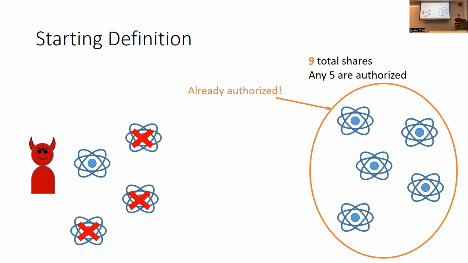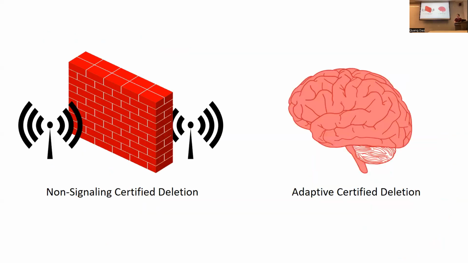So to deal with this, we actually come up with 2 different definitions. There's non-signaling certified deletion, which is going to capture a fast but distributed adversary. And then there's adaptive certified deletion, which is going to capture a slower, more methodical adversary, but one that can keep corrupting things over time. I'll go into the details a little bit more, but I'd like to note that these 2 definitions are actually incomparable.